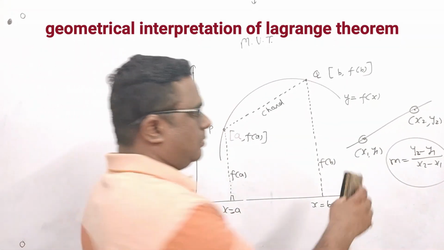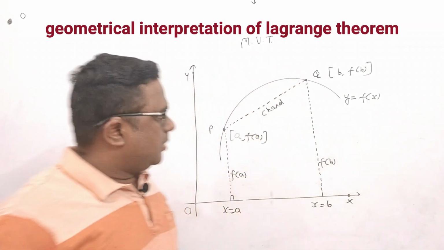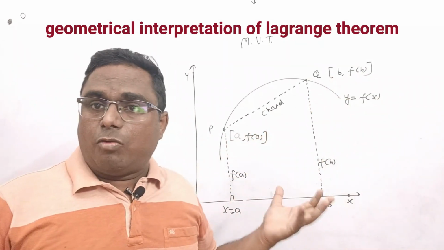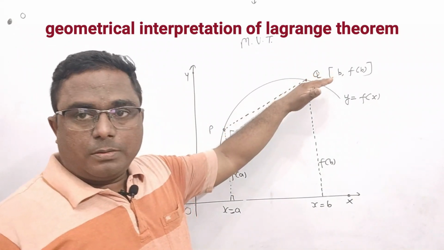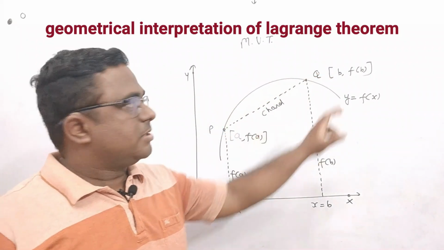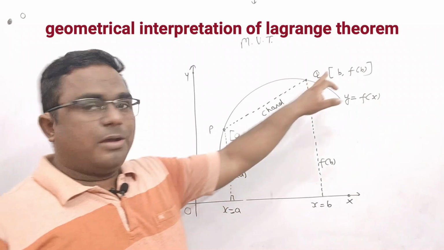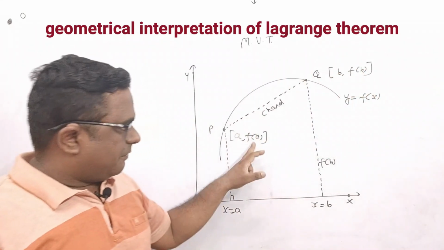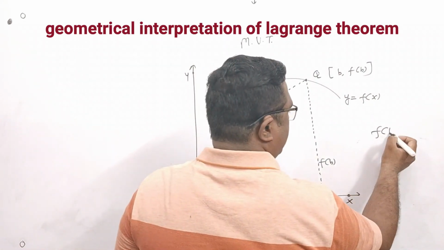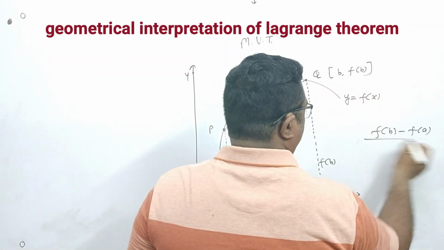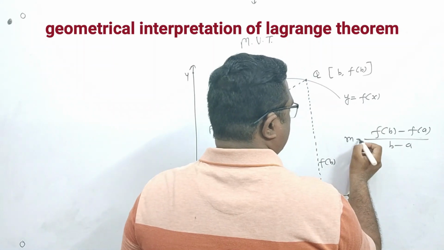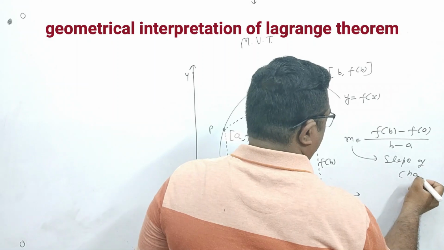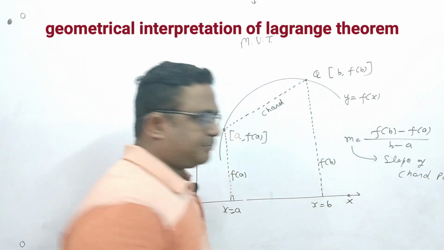Okay, so it is just like x1, y1 and it is x2, y2. So now tell me, what is the slope of this PQ? The slope of this line is fb minus fa upon b minus a. Again, fb minus fa upon b minus a. It is the slope of chord PQ. Is that clear?